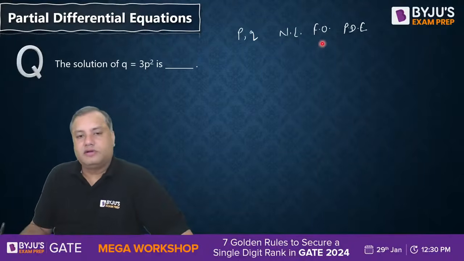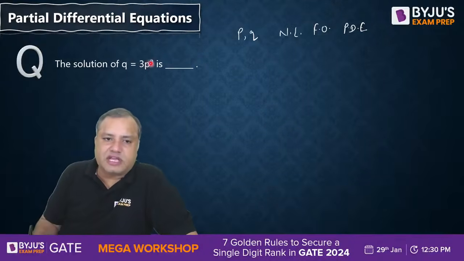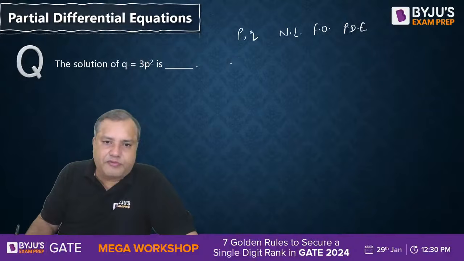In this differential equation, only P and Q are there, so it is first order. But P appears in degree 2, so this is a non-linear first order PDE. Now, there can be 5 parameters: Z, X, Y, P, Q. This contains only P and Q, so this is type 1.